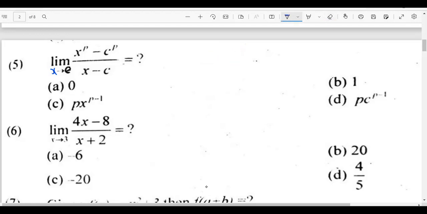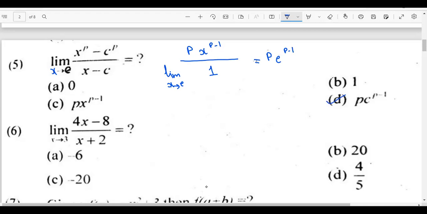Now if I differentiate the numerator, x to the power p, it would become p x to the power p minus 1, and the denominator would become 1, and again the limit is x going to e. We will plug in e, and this would give you p e to the power p minus 1. So the answer is going to be D.